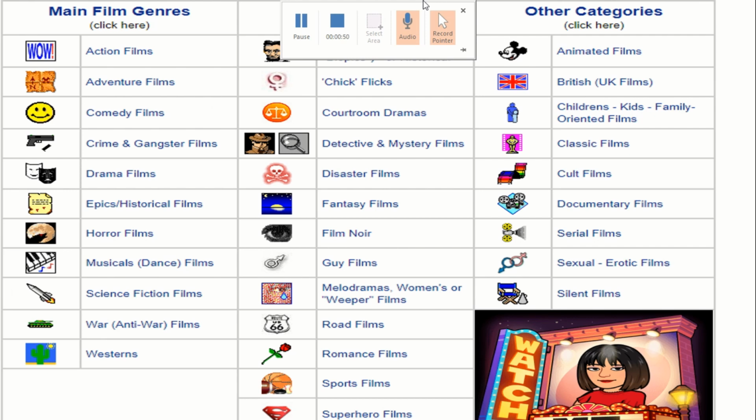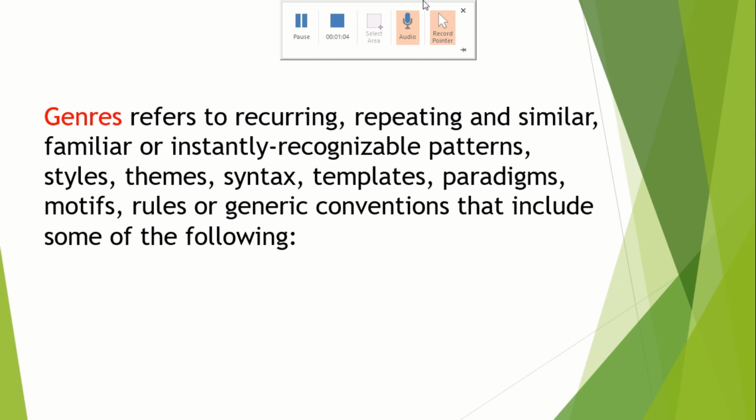In this example, these are the main types of film genre. Let us check and describe each. Before we describe each, let me tell you about genre. Genre refers to the recurring, repeating, similar and familiar or instantly recognizable patterns, styles, themes, syntax, templates, paradigms, motifs, rules, or generic conventions that include some of the following. These are the factors or characteristics by which we can identify or classify the genre.